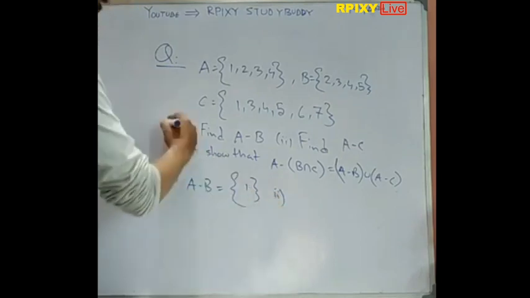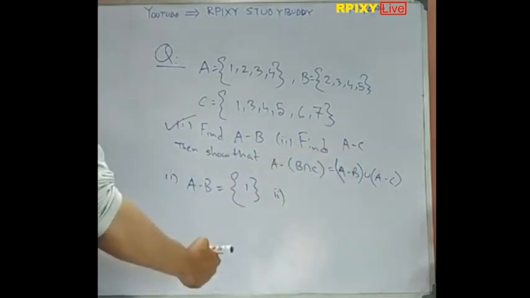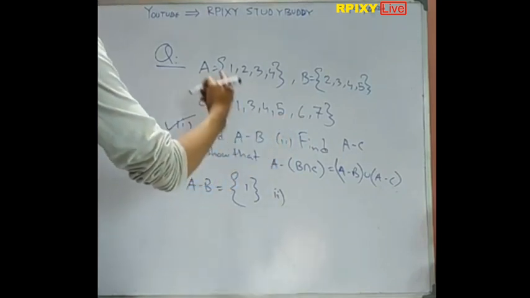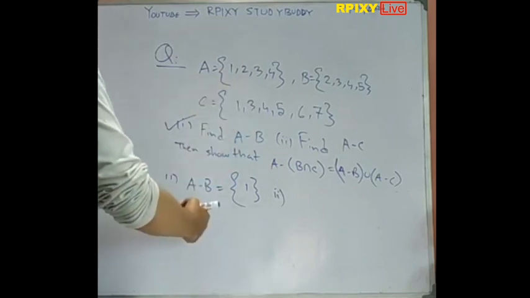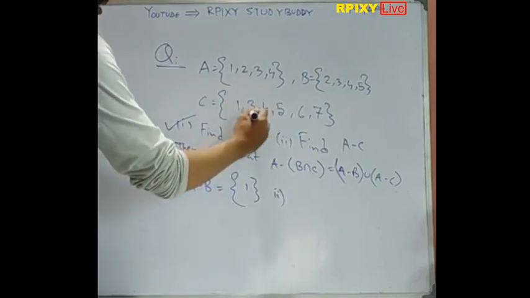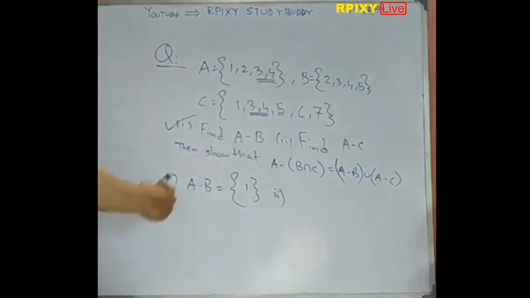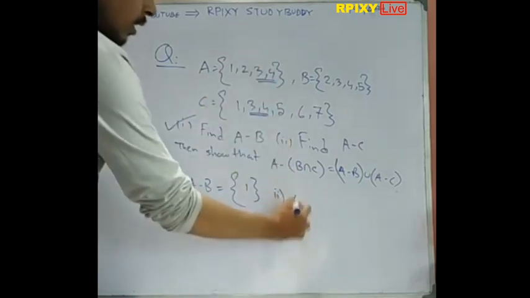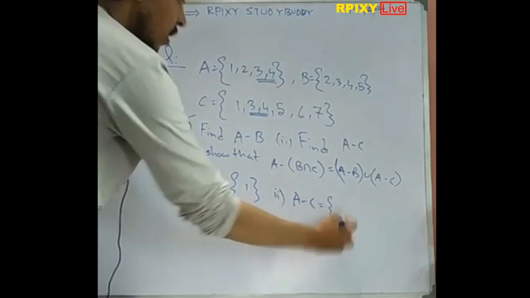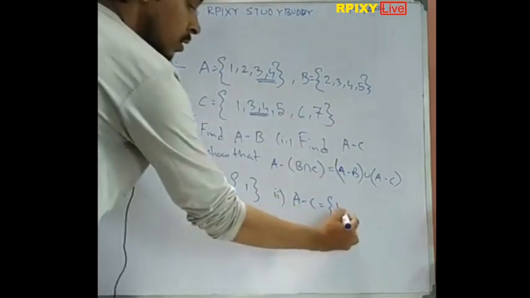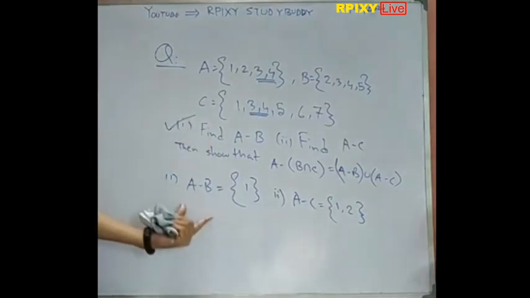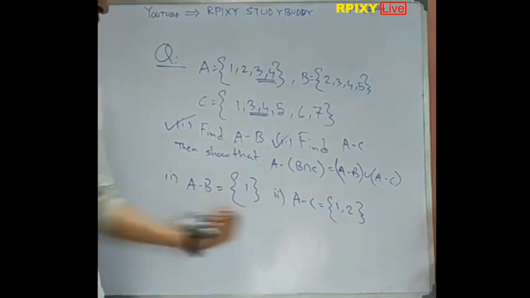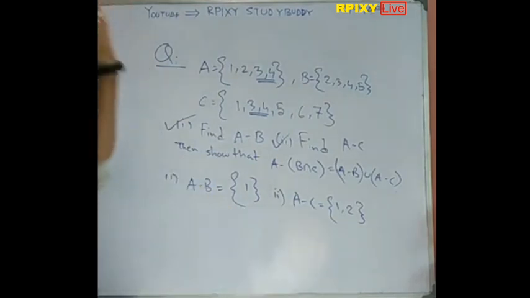This is number 1 we have done. Now find A minus C. That means eliminate the common elements of A and C from A. So what are the common elements? 3, 4 and 3, 4 are the common elements. So eliminate these elements from A. That will give you A minus C. The remaining elements are 1 and 2. So this is A minus B, and this is A minus C. I think you understood how to find A minus C.